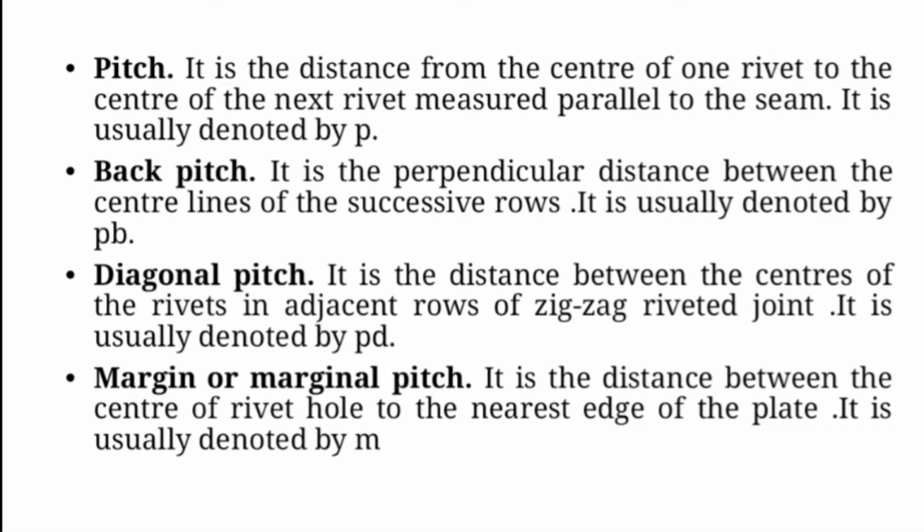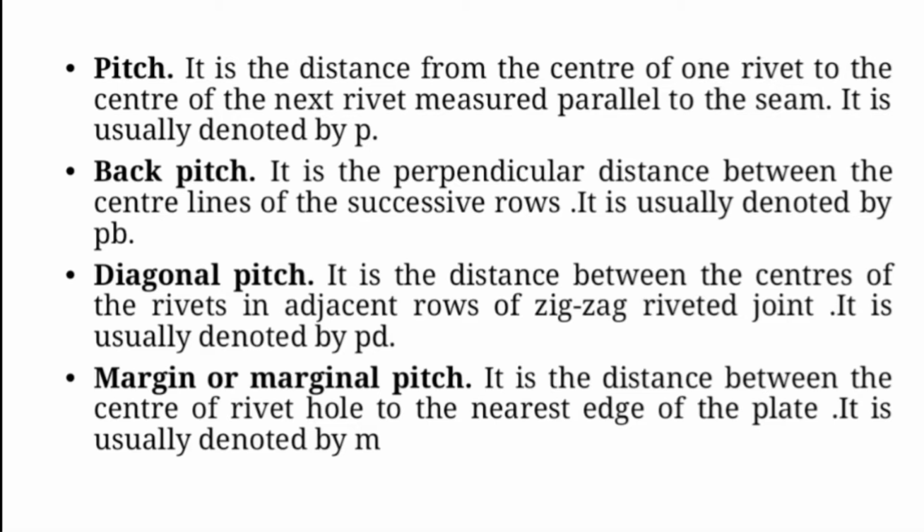First one is pitch. It is the distance from the center of one rivet to the center of the next rivet measured parallel to the seam. It is usually denoted by small p. Next one is back pitch. It is the perpendicular distance between the center lines of successive rows. It is usually denoted by small pb.